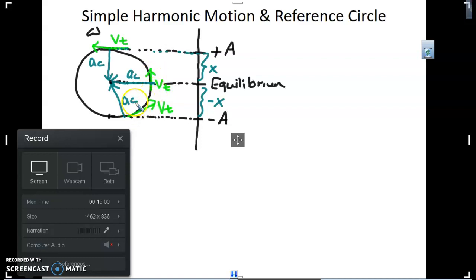A couple of things I want you to notice here. First of all, with the velocity, we could look at any point, but let's look at equilibrium. At equilibrium, your velocity is at a maximum. Think about this just as a vector: more of that is being projected. Velocity is at a maximum here where x is 0. You're at the equilibrium point.